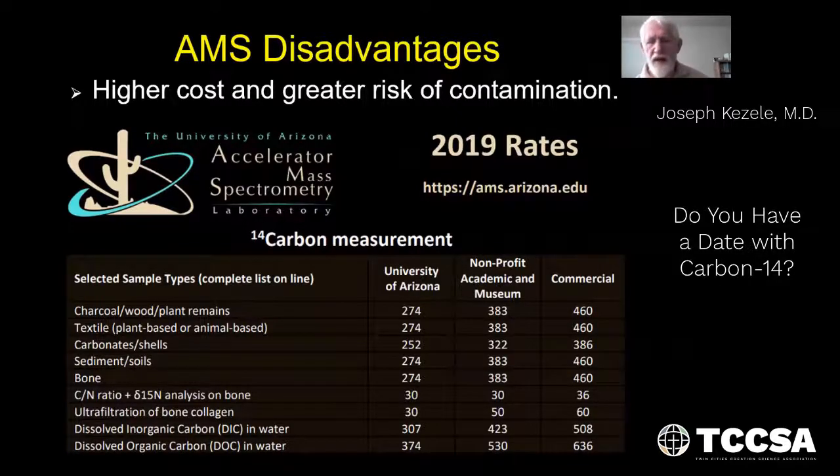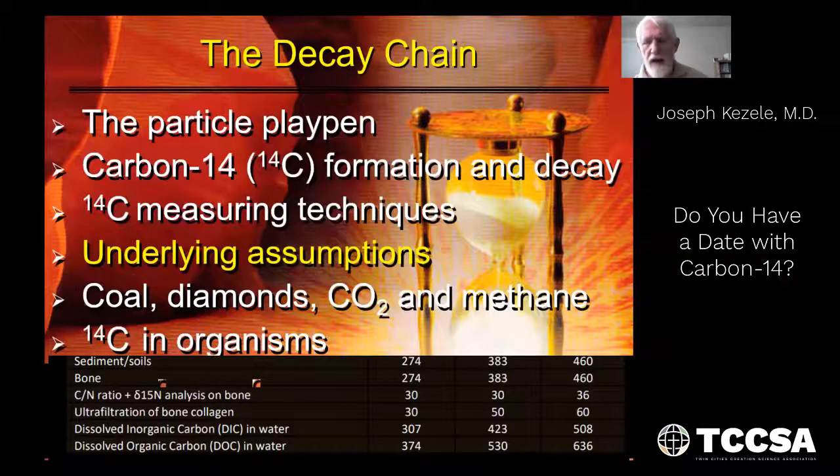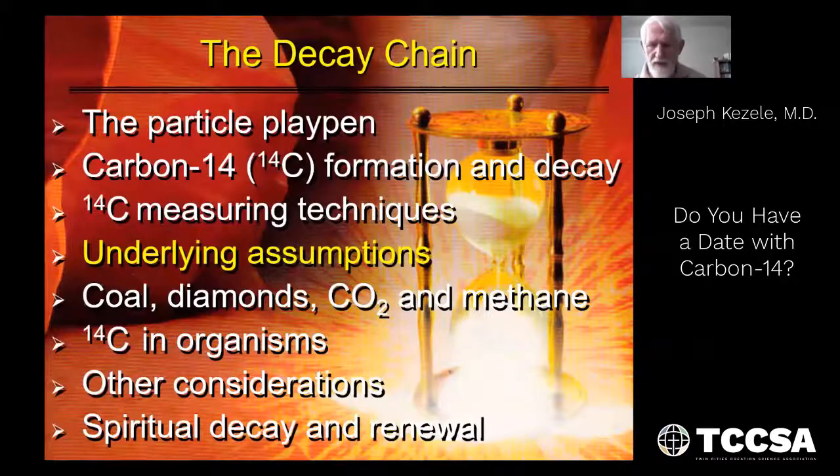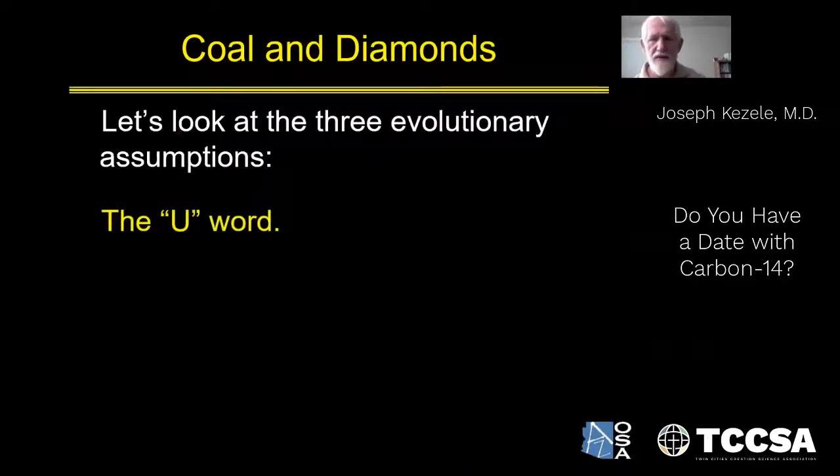Well, what are the underlying assumptions? And this is very important to understand, because if you understand these underlying assumptions, you'll see how this system cannot be relied upon to give good, accurate, meaningful dates. So there are three basic uniformitarian evolutionary assumptions.